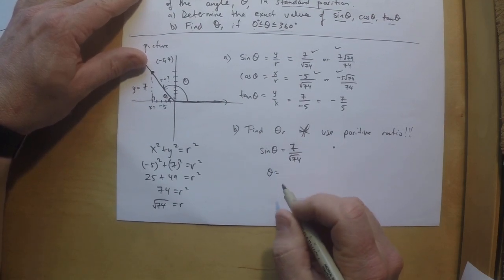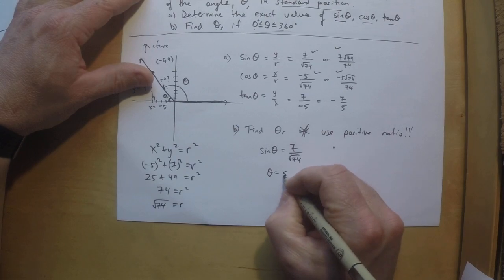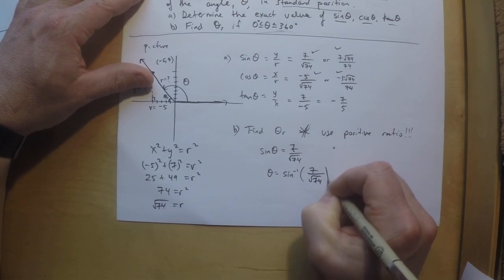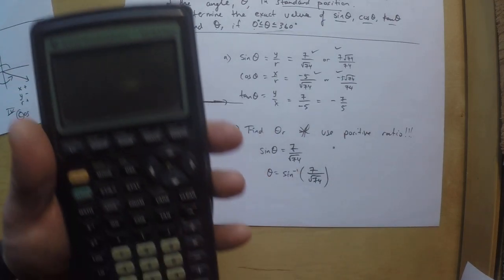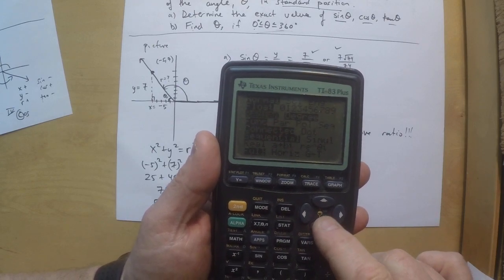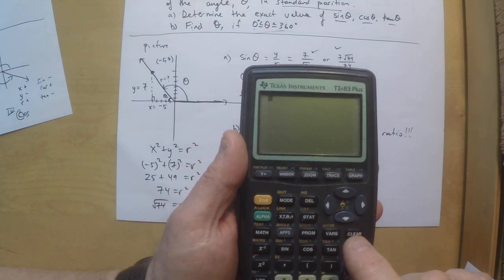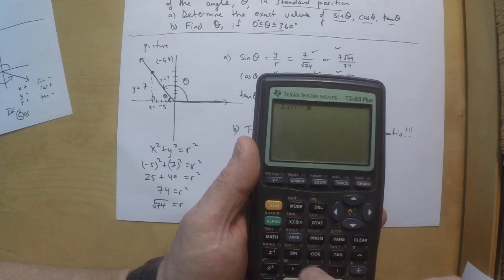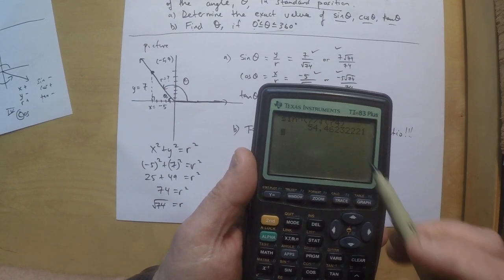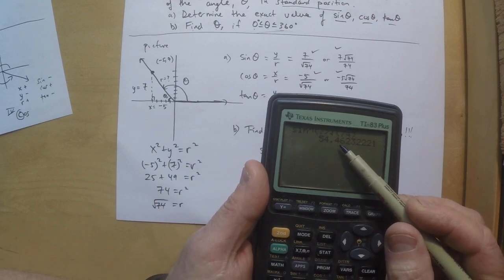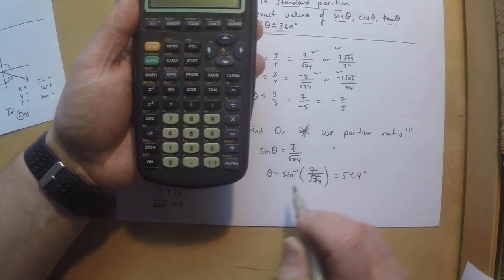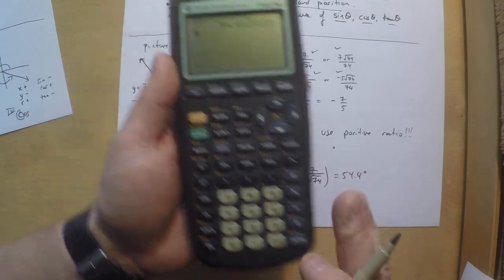Just like I would have found the angle with grade 10 trig, I would have used the inverse or second sine. And I'll go to my calculator, make sure it's in the right mode. It's in degree mode, good. And I'm going to do second sine of 7 divided by root 74. Out comes 54.5 degrees. Remember, that's my reference angle.